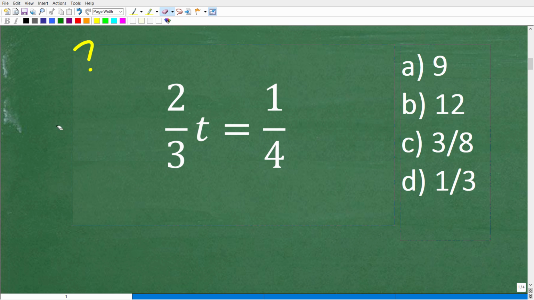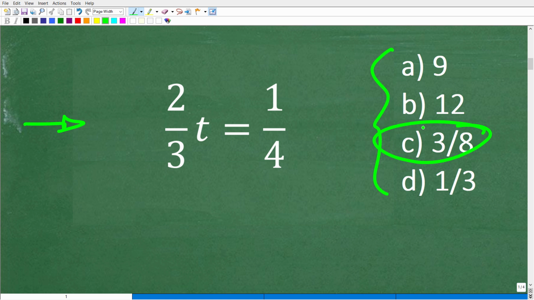But here is another method that you could use if you have some basic knowledge of algebra to figure out the right answer, and that is this. One of these over here is the correct solution. Now we know that C is the right answer. So what we can do is plug in these values, these potential solutions, into the equation and see which one works.